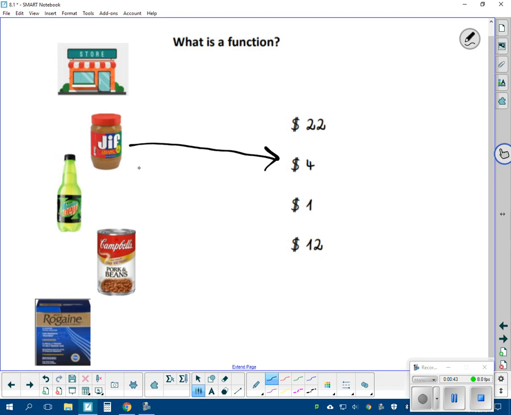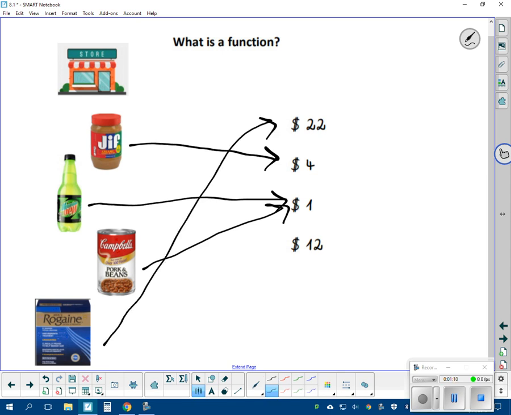Mountain Dew, when the cashier scans that, beep, it comes up, costs $1. Getting some pork and beans, scan that, beep, it's $1 as well. And then some Rogaine. Rogaine's expensive. It costs, beep, $22. Okay?